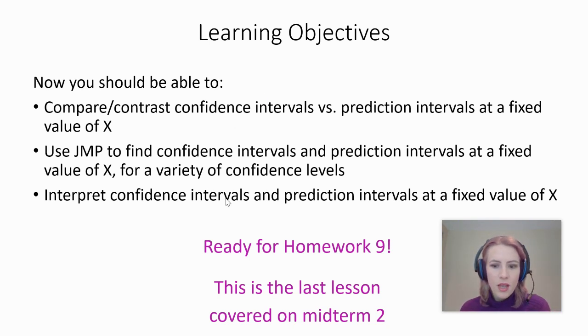So you should be ready now for homework 9. And this is the last lesson covered on midterm 2. Remember that midterm 2 is going to cover chi-square tests, and we did two types of those. Then we did one-way ANOVA, and then all of this correlation and simple linear regression. Happy studying.